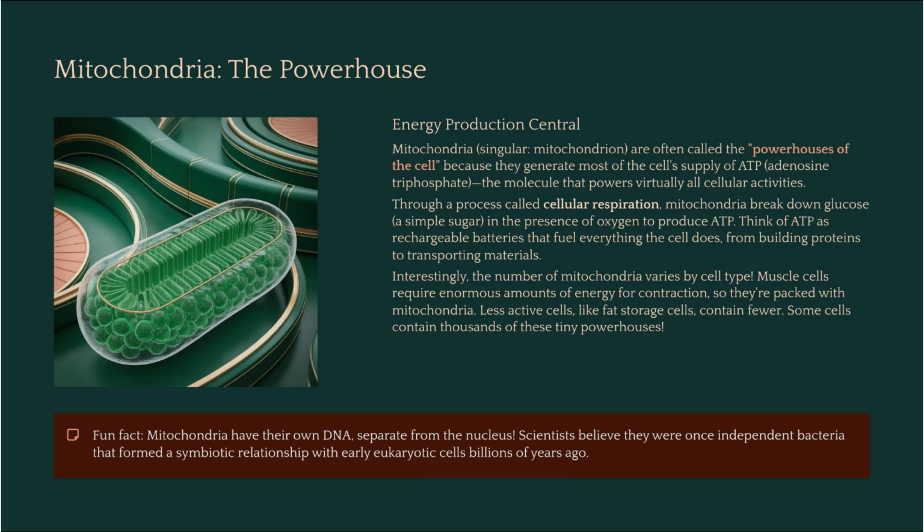If the cell needs energy, it sends a request to the mitochondria. These are the cell's power plants or powerhouses. They take the food we eat, like sugar, and convert it into a usable form of energy called ATP through a process called cellular respiration. Without them, the cell would have no power to move, grow, or do anything else, which is why cells that need a lot of energy, like muscle cells, are packed with mitochondria.